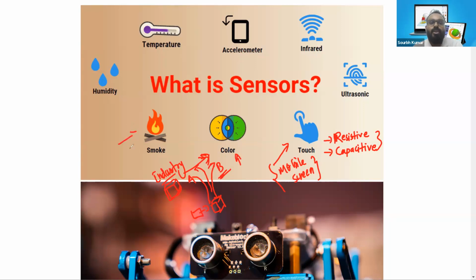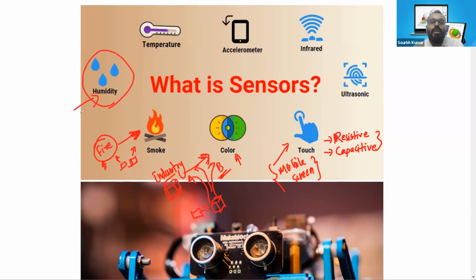And why the smoke sensor? Smoke is disastrous to hear about from any place or any people, right? Because smoke correlates with fire, an incident of fire or something like that. To detect this kind of thing, fire or smoke, we have specific sensors. One sensor can detect the presence of fire, and another one can detect the presence of smoke. Apart from this, we have humidity.